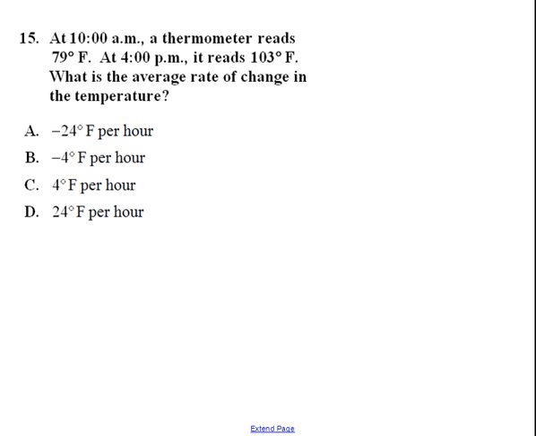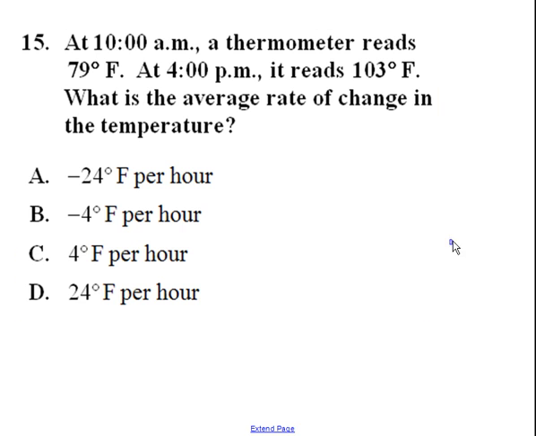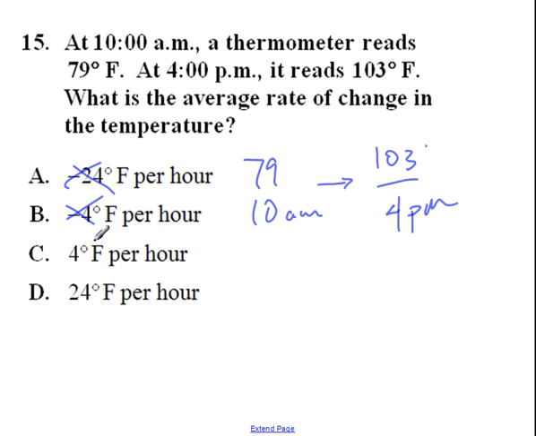Alright, 15. 15's scary because there's all kinds of numbers, all kinds of stuff to read. It's not that bad. Just think about things. Well, first decision, positive or negative. Is our temperature going to be going up or is it going to be going down? Well, from 79 degrees at 10 a.m., it turned into 103 degrees at 4 p.m. Well, did the temperature go up? Yes. So don't pick a negative number for your answer. If you're going to just blindly guess, at least read the question and take a good guess.